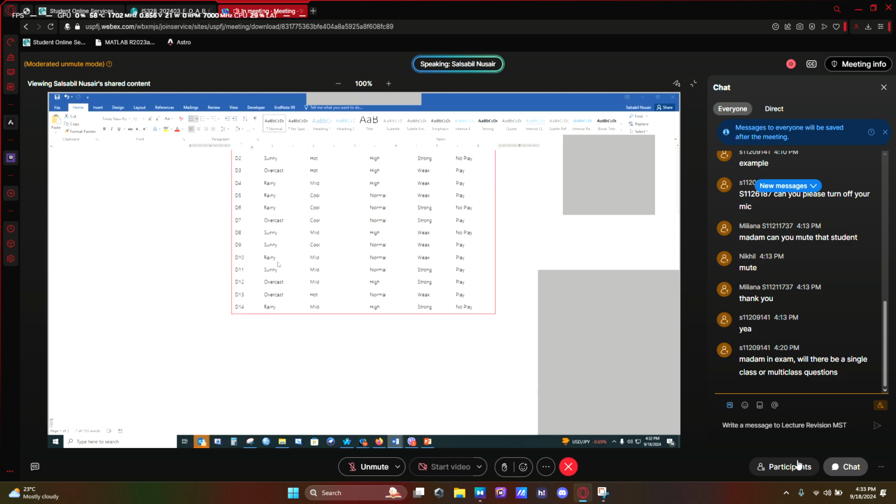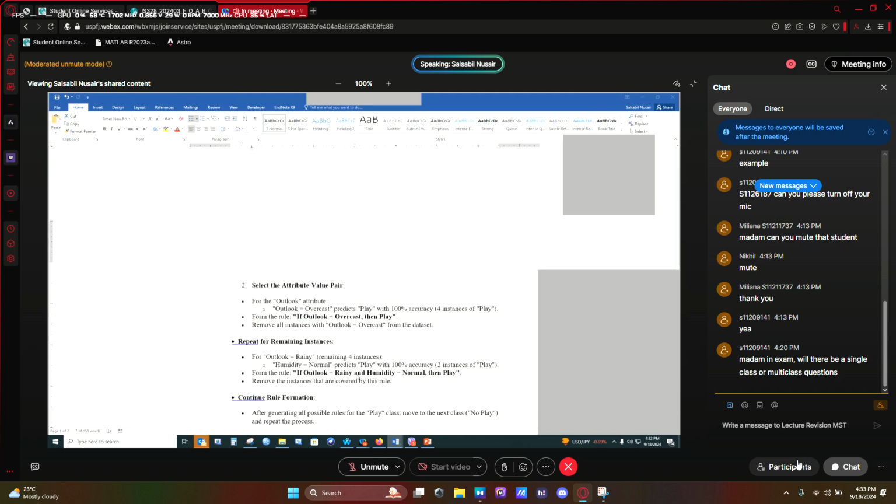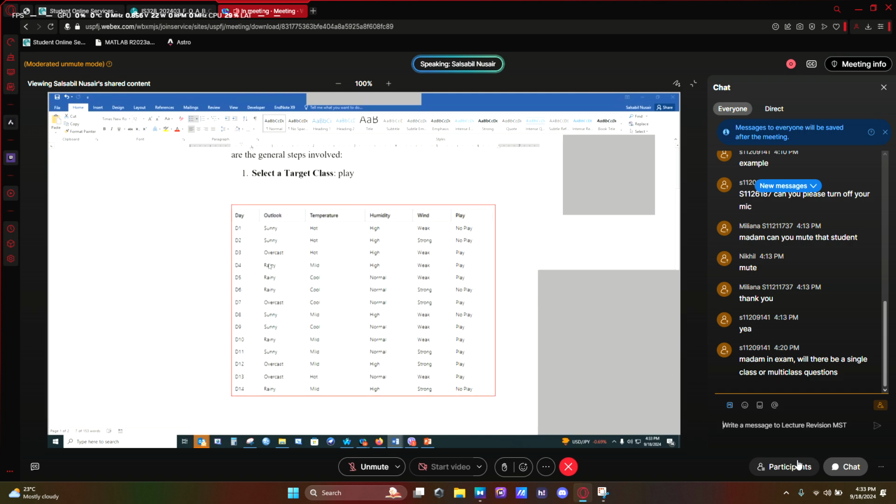Sometimes you will have to make combinations. Why will I have to make a combination like I did in here? Because if I looked at rainy only, I can see that I have 2 rainy play and then I have 2 rainy that are not play. The focus on rainy is only on play. I don't have to worry about not play because that's my target class. My target class says play. So only focus on play.